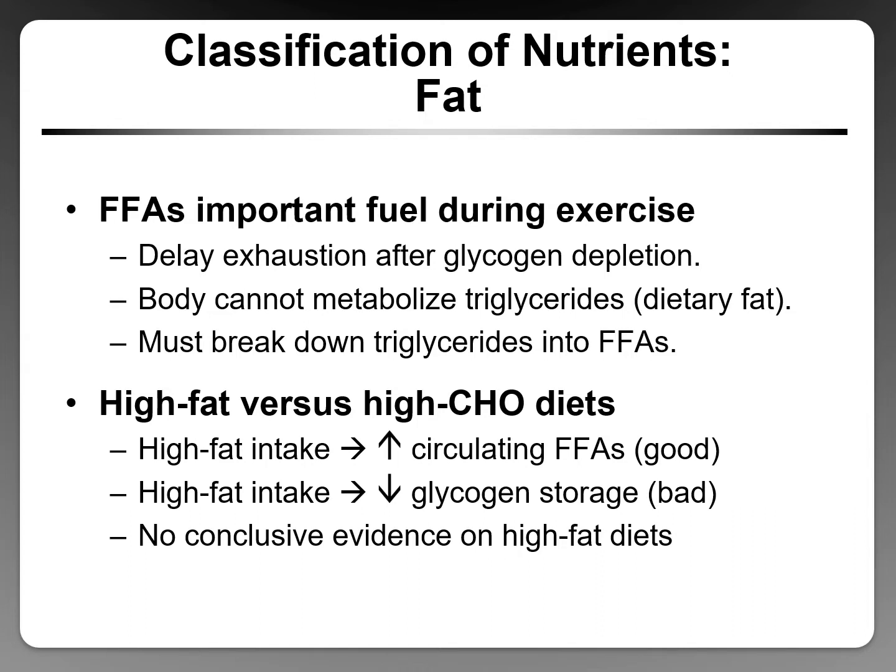So the body cannot metabolize triglycerides. It has to actually break it down into glycerol and free fatty acids. And if you remember, those free fatty acids then go through beta oxidation and then go through the Krebs cycle and the electron transport chain to make ATP for activity. So if we have high fat intake, we're going to have an increase in our circulating free fatty acids, which is good, but it's going to be at a cost for glycogen storage, which is bad.